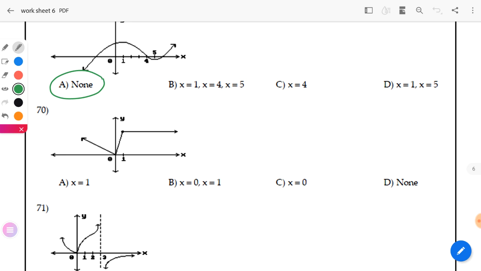In the same way, in this case, I don't have any of my cases at which the function is discontinuous.